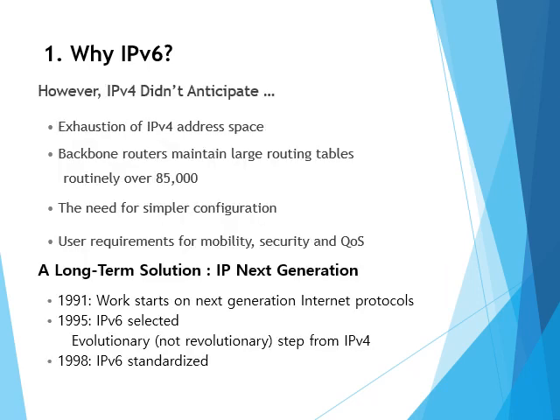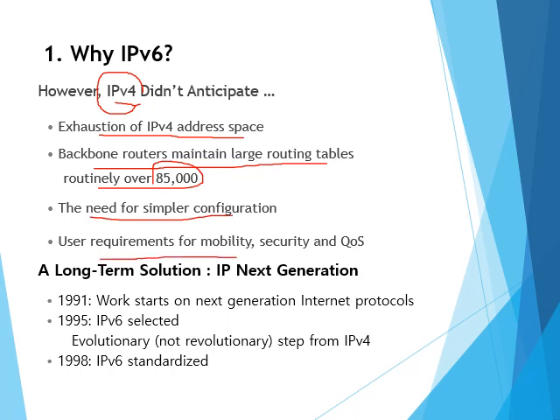But what are the issues of IP version 4? As we know, IP version 4 didn't anticipate the exhaustion of the address space. The backbone routers maintain large routing tables, routinely over 85,000 entries. There is a need for simpler configuration. User requirements nowadays include mobility, security, and quality of service.